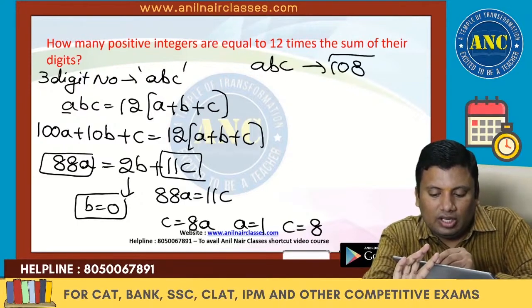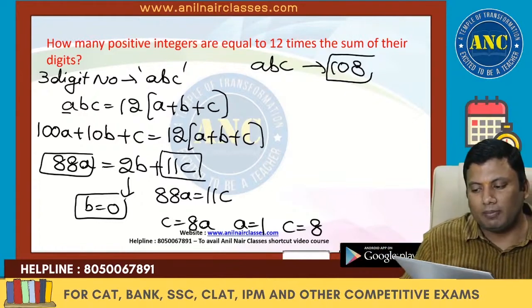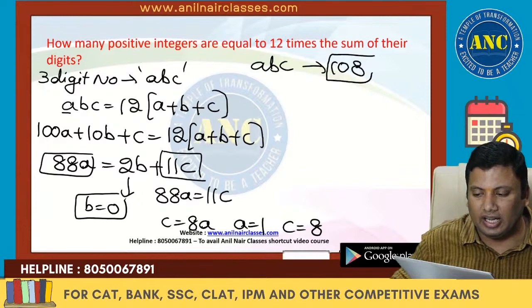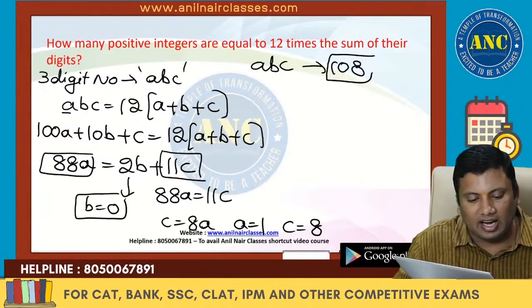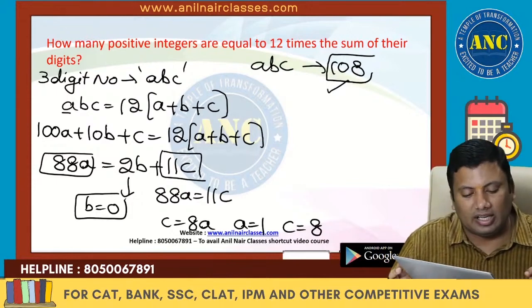108. 108 is nothing but 12 times the sum of their digits. Sum of their digits is 1 plus 8, 9. 12 nines are 108. So in a 3 digit number, I got one number that is 108.